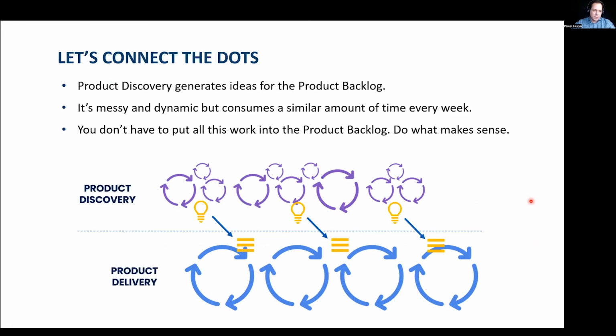Product discovery is a little bit messy. I would say that it is more dynamic, so it's hard to have this constant rhythm. But it consumes a similar amount of work every week. So if you care about story points, about velocity, it shouldn't affect it. So it should be similar every week. And you can put all those draft ideas in the product backlog, but I would say that you don't have to do it.